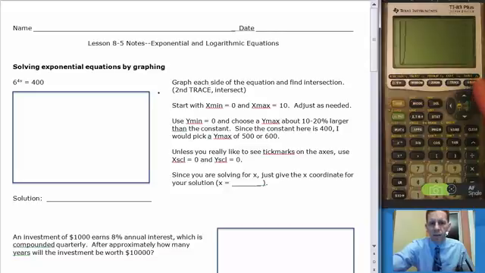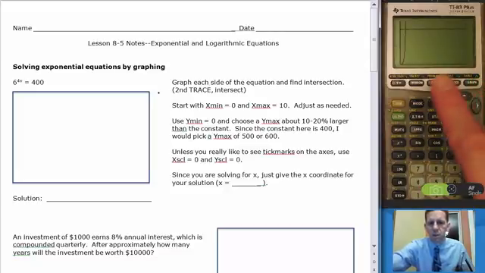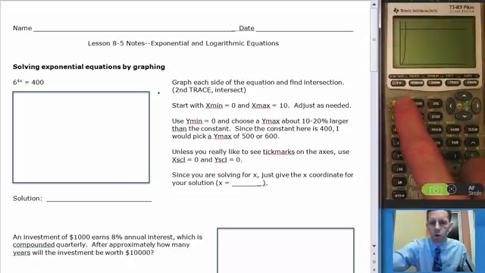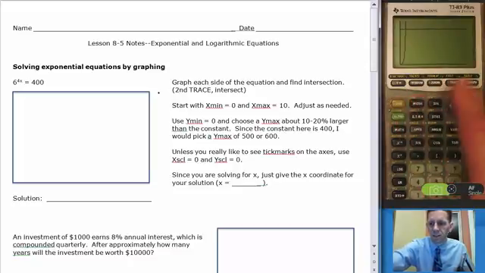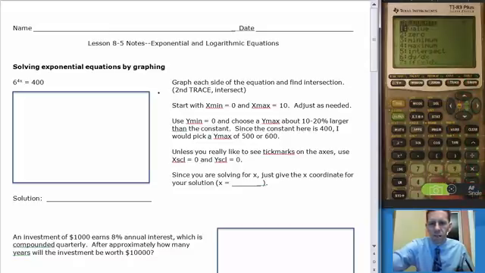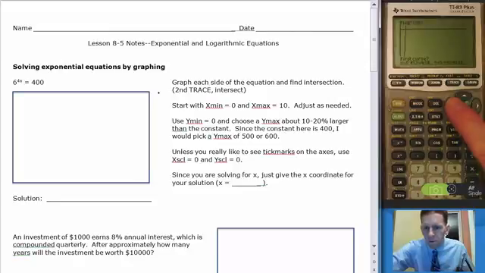So now I hit graph, and now I see my 6 to the 4x power. I see my 400, and I need to find the intersection point. To find the intersection point, we're going to go to second trace. I'm going to select the intersect command, which is number 5 on my calculator. It's going to say first curve. If I move my cursor to the right or to the left, hopefully you can start seeing my equations here. I'm going to scroll to the left because it looks like it's a pretty small x value, and eventually my cursor will end up on the screen right about now.